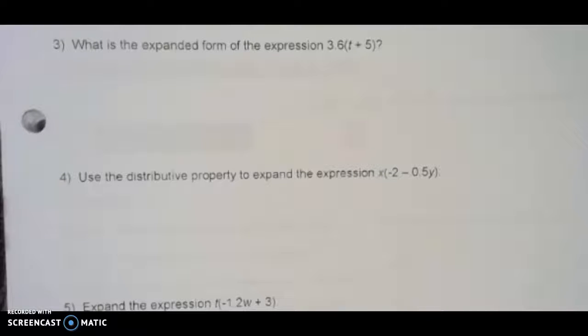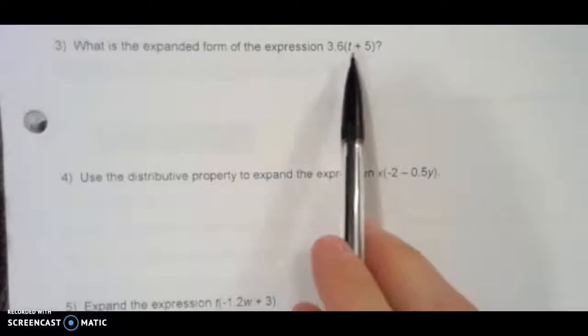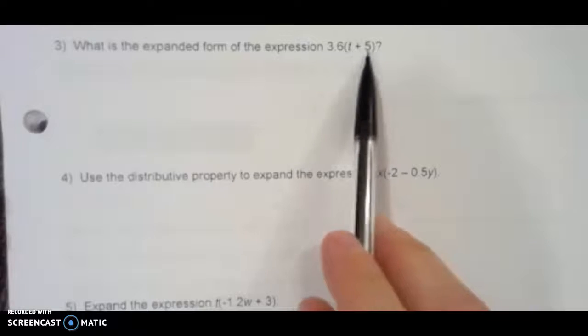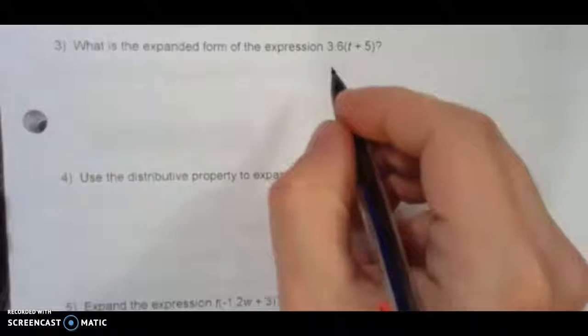In example 3, they want the expanded form of the expression 3 6/10 times t plus 5. And I can't combine what's in the parentheses because I've got a variable term and a constant, so my only option here is to use the distributive property. So I'm going to go ahead and do that.